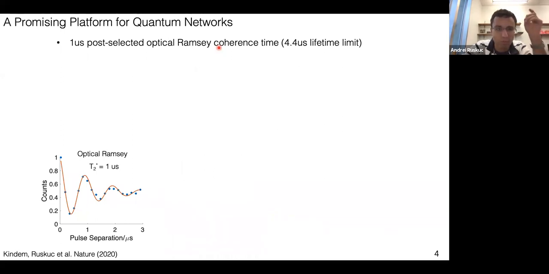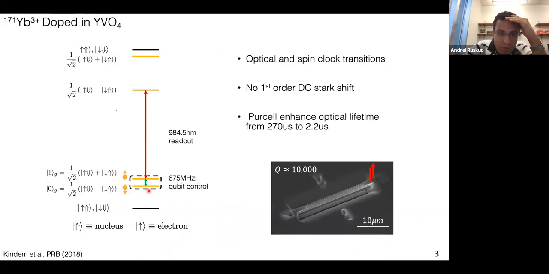I should actually mention one more thing here. For the rest of this talk, we're going to be using this pair of energy levels in the ground state, separated by 675 megahertz, as our qubit. And this transition here at 985 nanometers is going to enable us to optically read out the state of this qubit. I'm going to be using this spin down, spin up notation to identify these two qubit states.